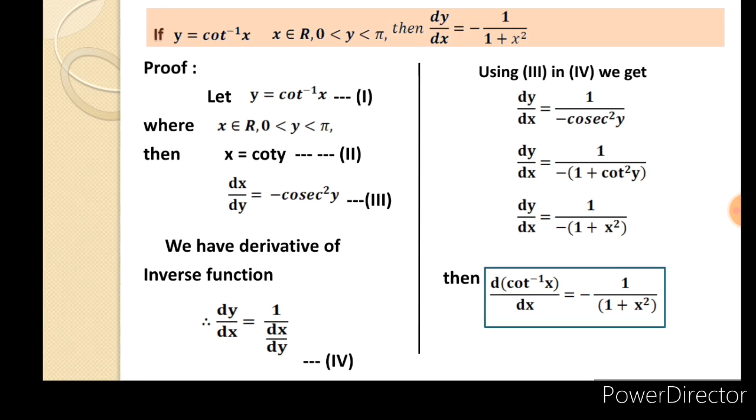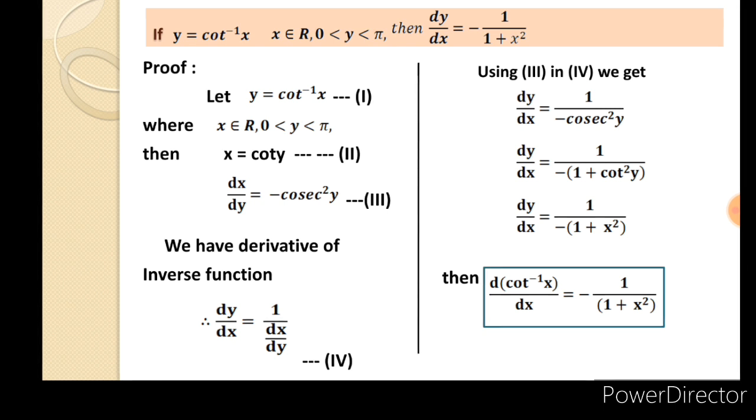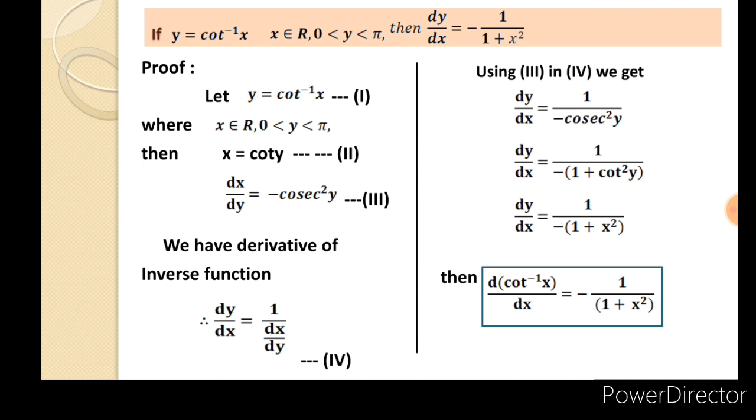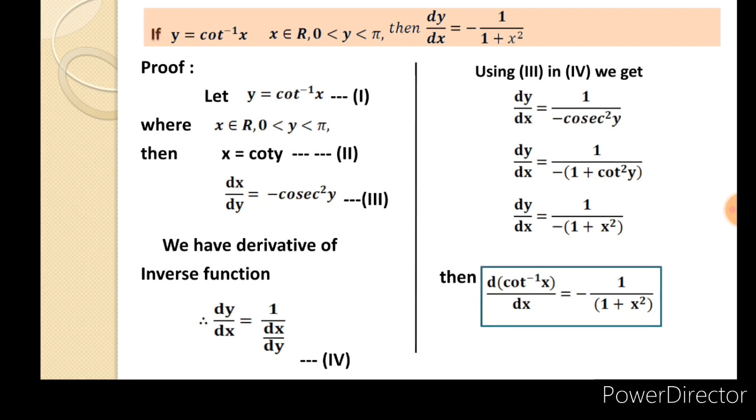So the proof is, let y is equal to cot inverse x, we have called it as 1. The condition is the same, x belongs to R and 0 is less than y is less than pi. Then from 1 we are getting x is equal to cot y by definition of inverse function. We'll go for the derivative of x with respect to y, dx by dy. The derivative of cot y is minus cosec square y with respect to y. This is equation 3, and we have the formula for the derivative of inverse function. It is dy by dx is equal to 1 upon dx by dy, we have called this equation 4.